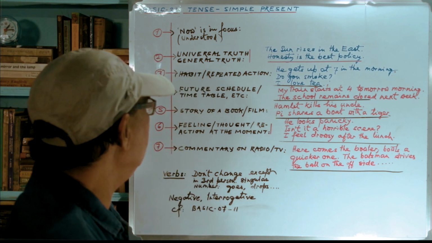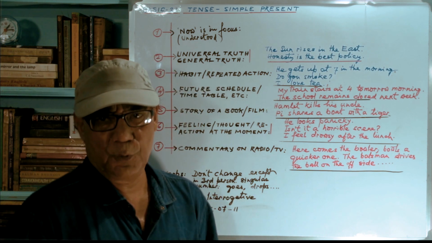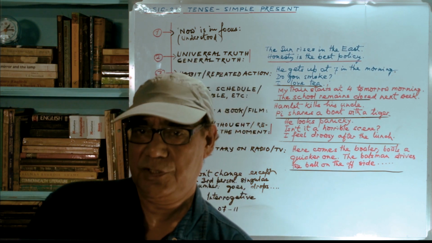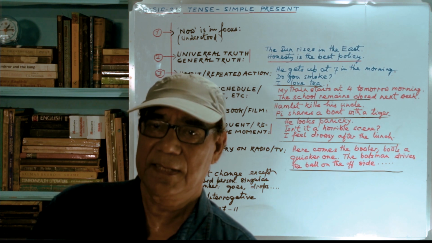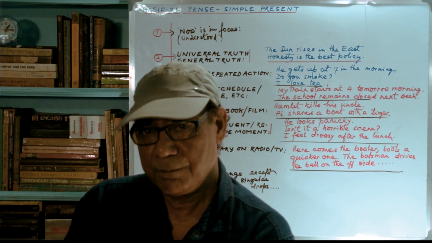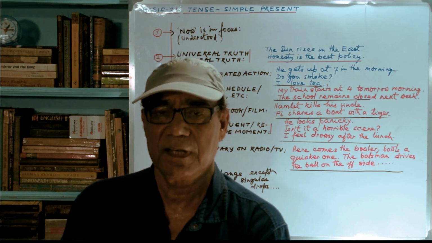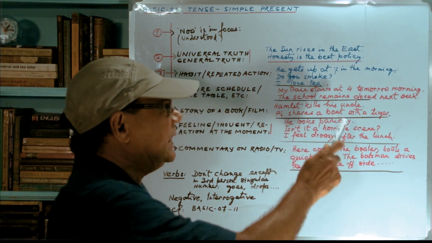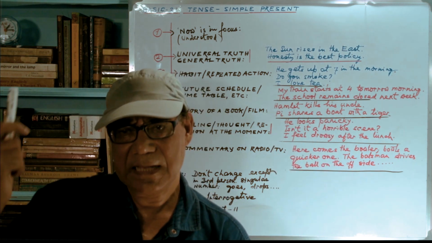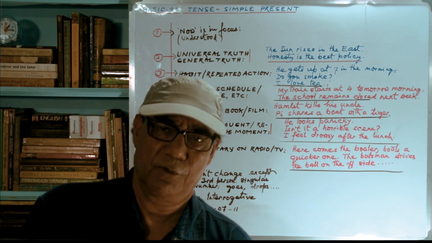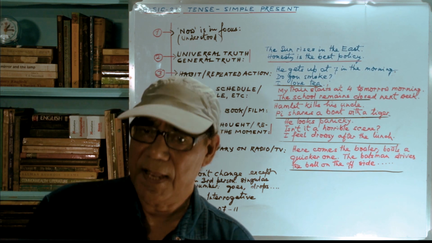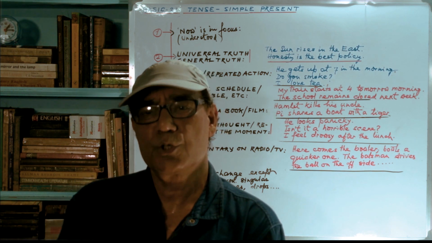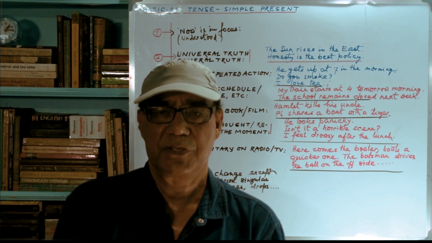Now, story of a book or film. Suppose I am narrating a story of, say, Hamlet, or say the film Pi. In that case, when I tell it to the students or to the children, I can use this simple present tense format. Hamlet kills his uncle. Hamlet killed his uncle, say, 1,000 years before, maybe. But I say today, Hamlet kills his uncle. Why? Because I am telling a story. That story is living in the present time.